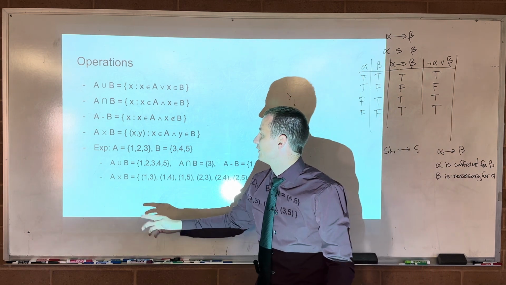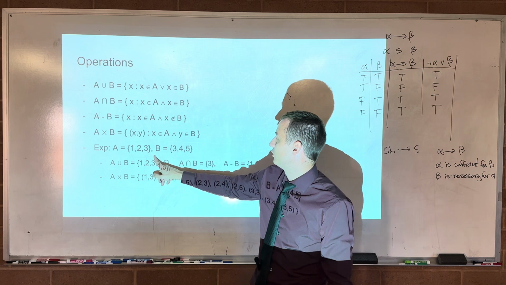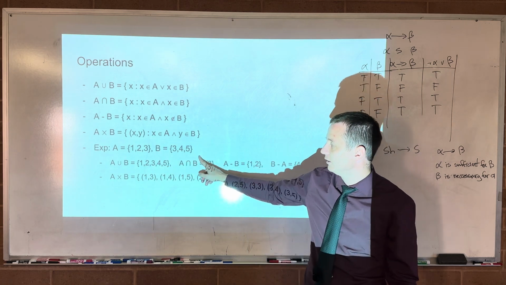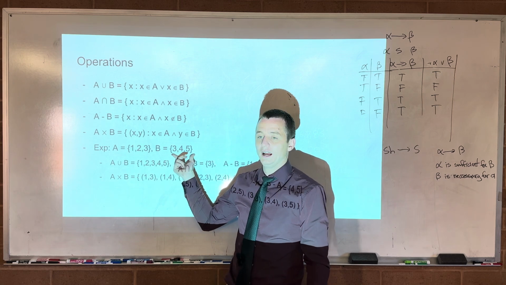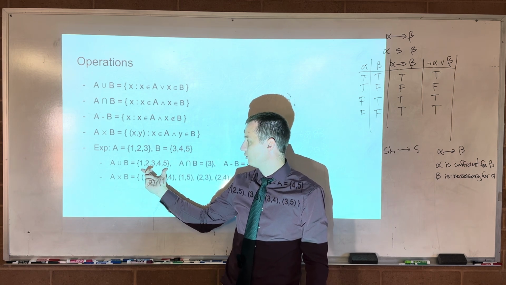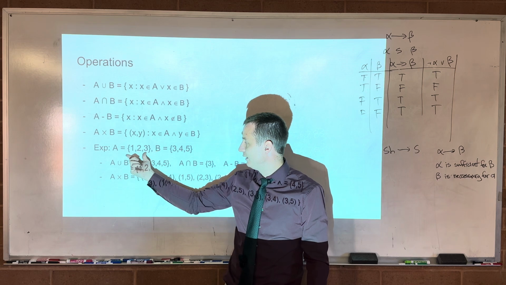Right, so let's go through examples of each of these. We're going to have A be the set 1, 2, 3, B be the set 3, 4, 5. So A union B then, 1, 2, 3 union 3, 4, 5, is a set containing 1, 2, 3, 4, 5. It's everything that's in here or in here.